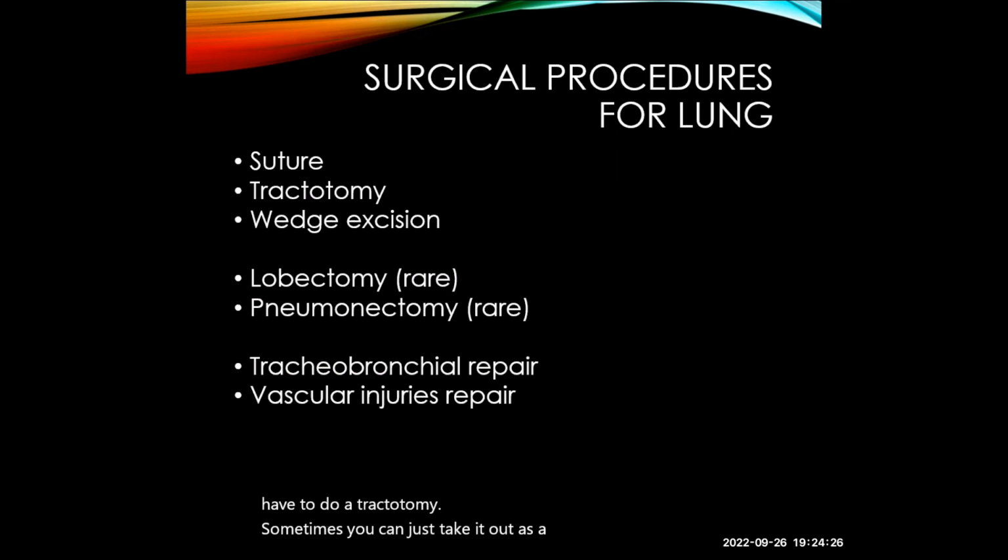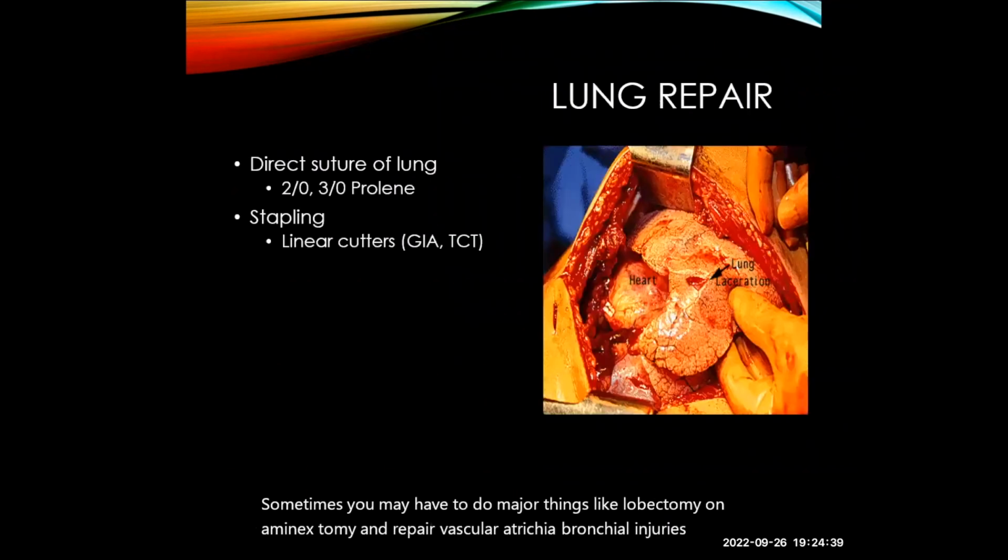So if there is damage in the lung which is bleeding and leaking air, pick it up, staple, and take it out. Sometimes you may have to do major things like lobectomy or pneumonectomy and repair vascular tracheobronchial injuries as appropriate. So this, as you can see, is a nice small laceration on the lung.